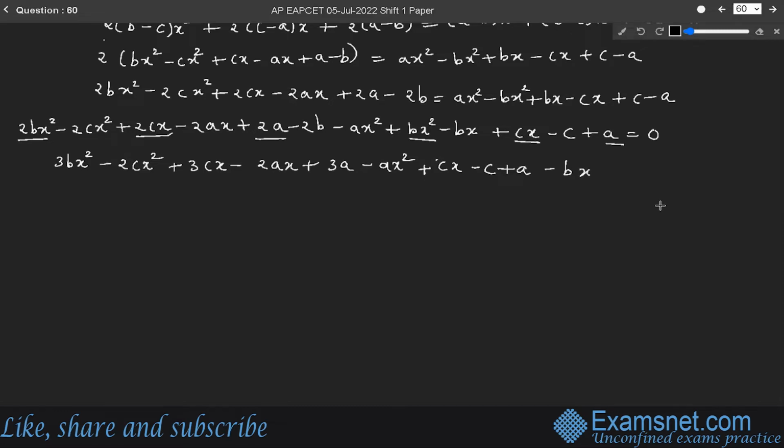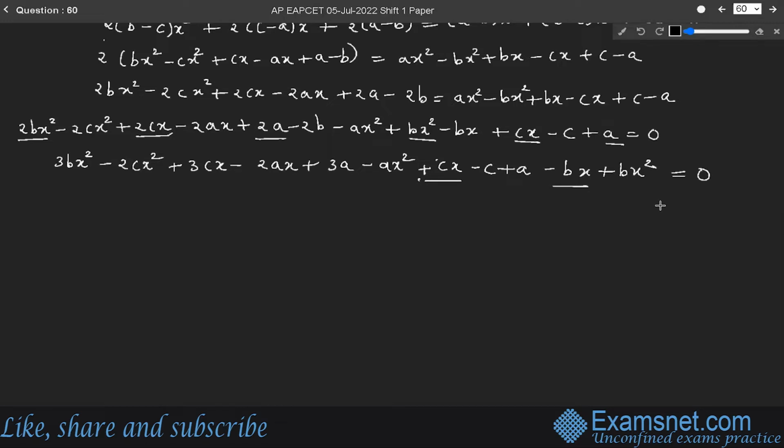See, all the terms are calculated now. It is 3bx² - 2cx² + 3cx - 2ax + 3a - ax² plus, see here there is bx², and - bx + cx - c + a is equal to 0.